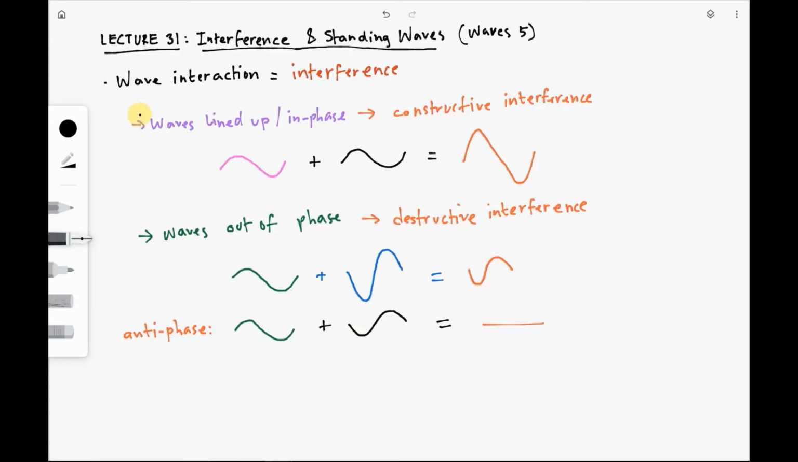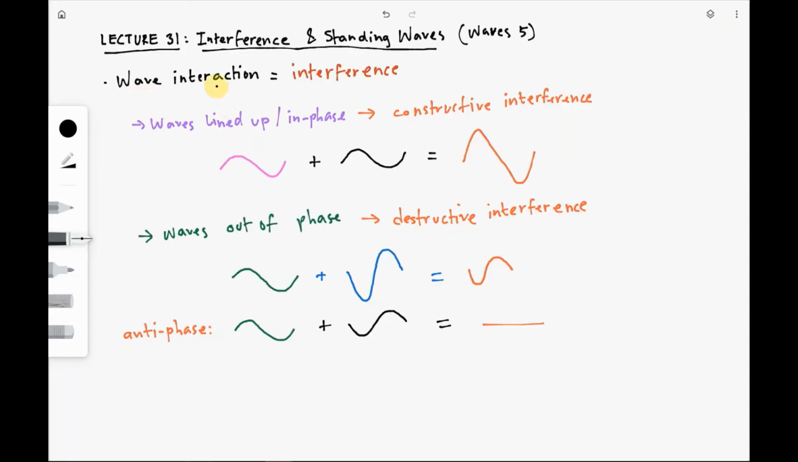Hello, today we are going to talk about interference and standing waves. When two things interact, we called it collision in the previous chapters. We called it that when two things interacted. We also said that energy is transferred from one to the other, and so on and so forth.